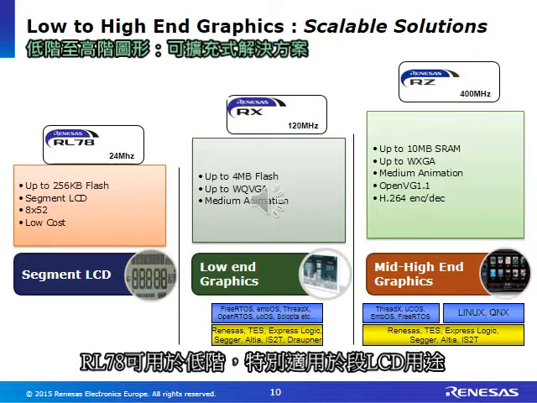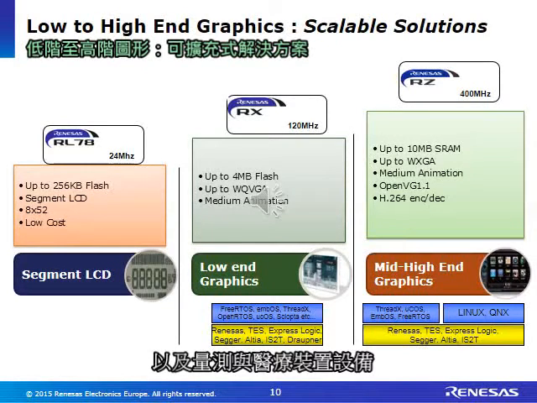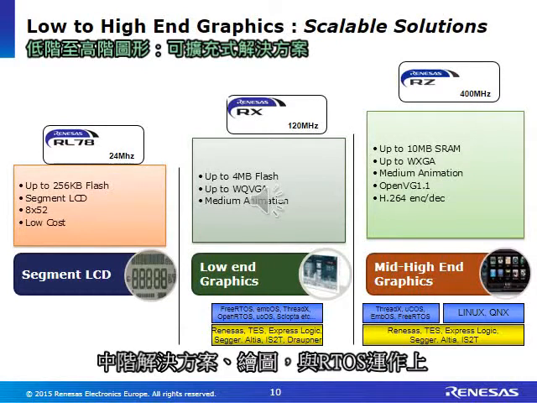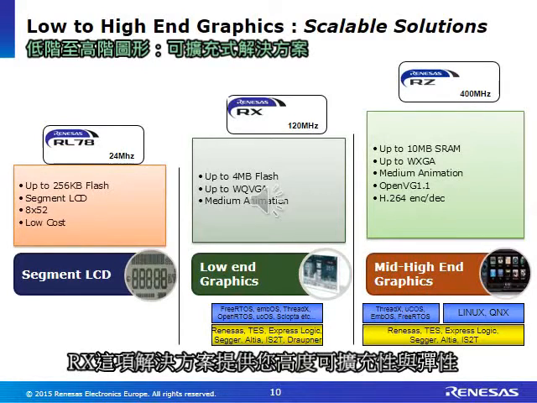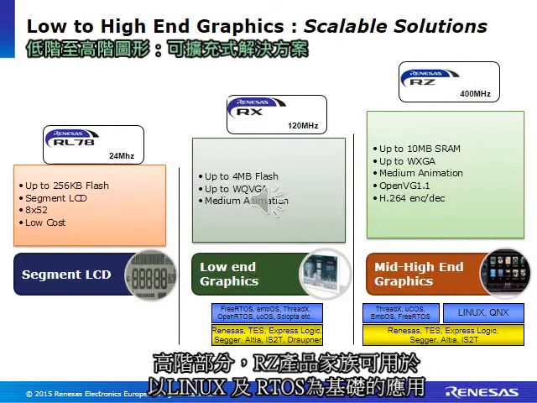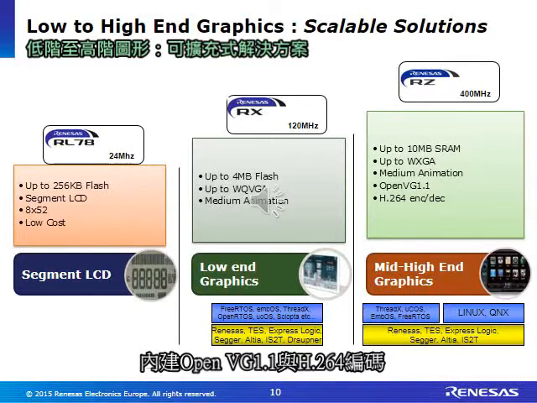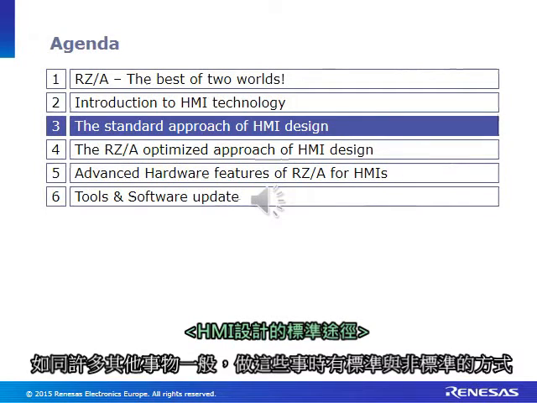This starts with RL78 in the low end, which is perfectly suited for segment LCD implementations in metering and medical device implementations. For medium resolution graphics running on RTOS, RX provides you with a very scalable and flexible solution. And in the high end, our RZ family opens the door to Linux and RTOS-based implementations, making use of OpenVG 1.1 and H.264 encoding.